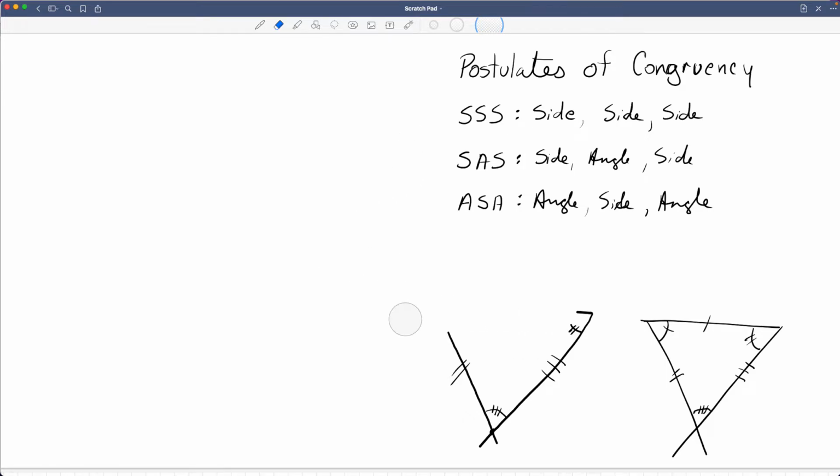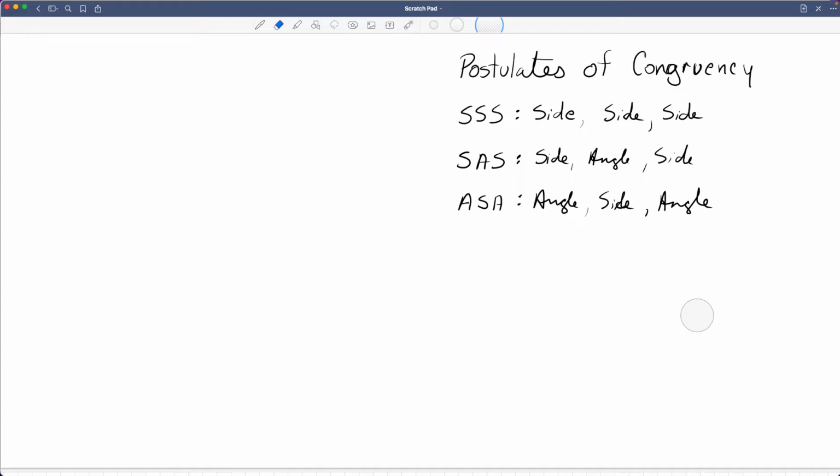And that's not all of them. There's some more. But I need to make some room so I can illustrate and show them to you. So there is another one, or actually there's two. They're basically the same. And they are angle, angle, angle, side.